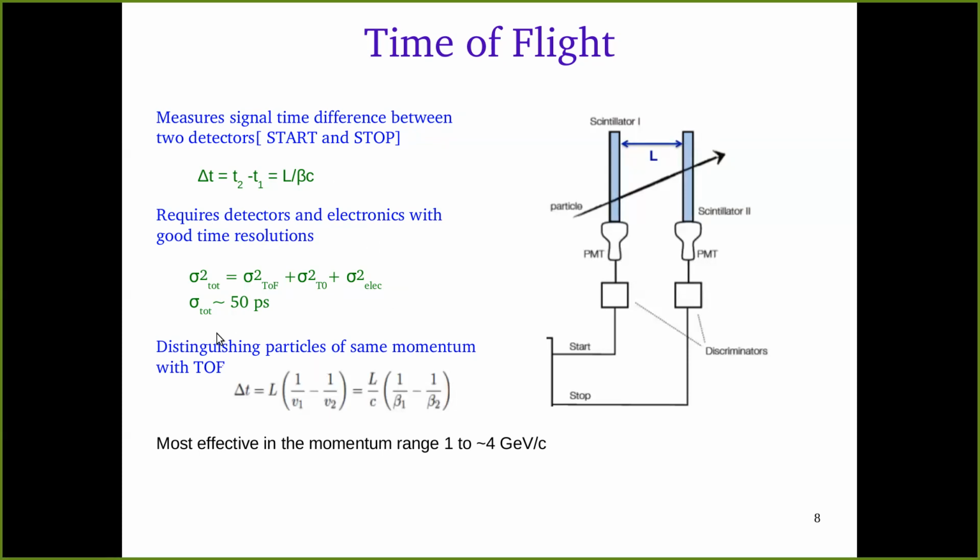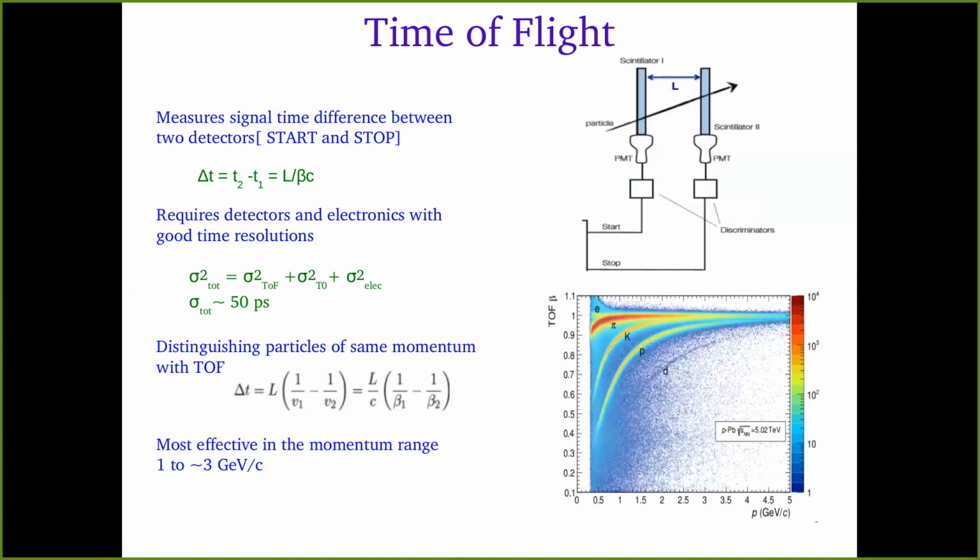So how do you do that? How do you distinguish the particles at the same momentum? You just see this formula. This delta T is related to the difference in the velocities of the two particles. As I have earlier told you, if you measure the momentum, then at the same momentum the heavier particle has lower velocity, and the lighter particle has higher velocity. So using this concept directly, you can calculate the time difference, that is, the time that, say, a pion or a kaon has taken to move from the start to the stop position, from the collision vertex till they are detected at the time of flight detector at some distance.